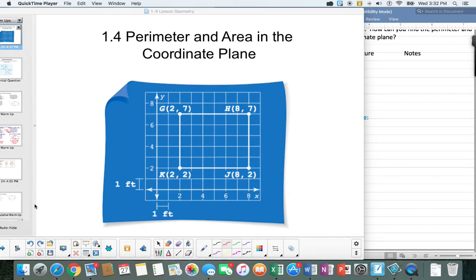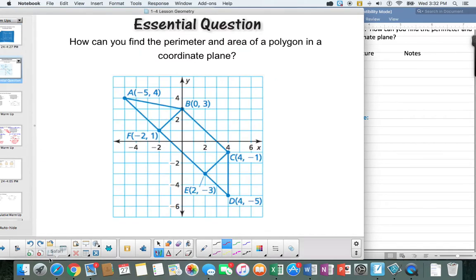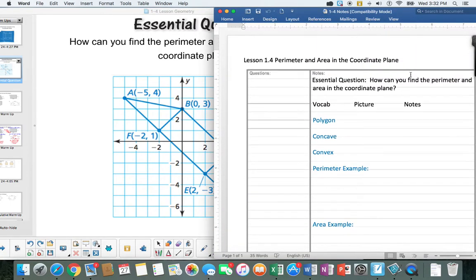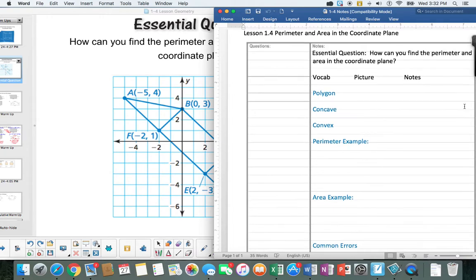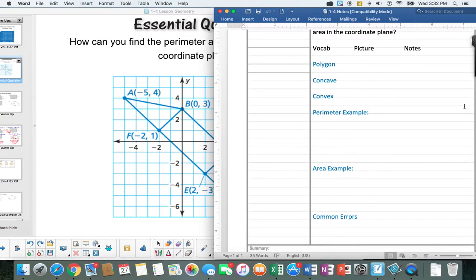Lesson 1.4, Perimeter and Area in the Coordinate Plane. Essential question: How can you find the perimeter and area of a polygon in a coordinate plane? Before we go on further, let's set up our notes, the title of the notes, the essential question, and some room for vocabulary and examples that I'll be doing.